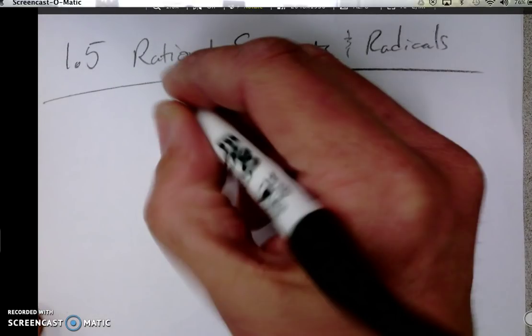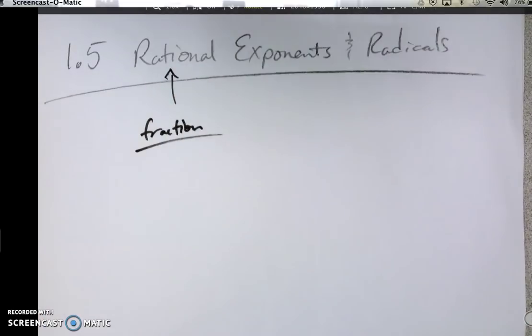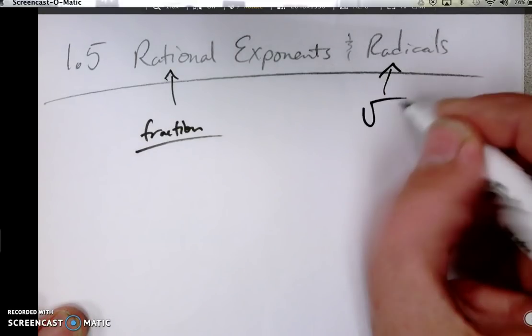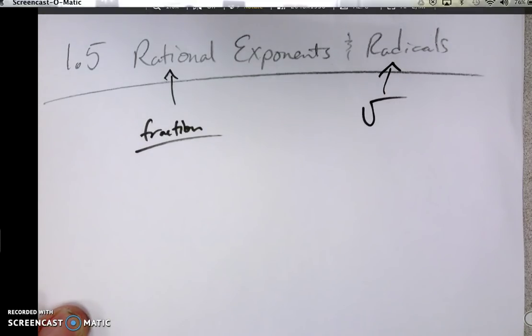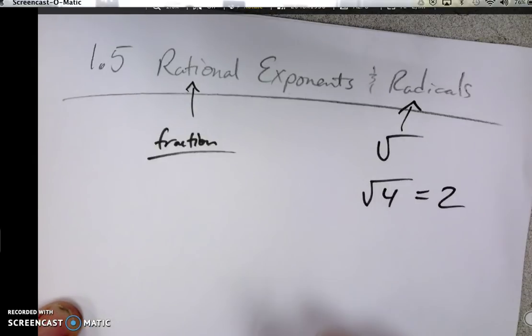So a couple things, rational just means it's a fraction. We know what exponents are. We haven't seen radicals, but you have seen them before. They're things like the square root, like the square root of 4, which is 2, things like that.